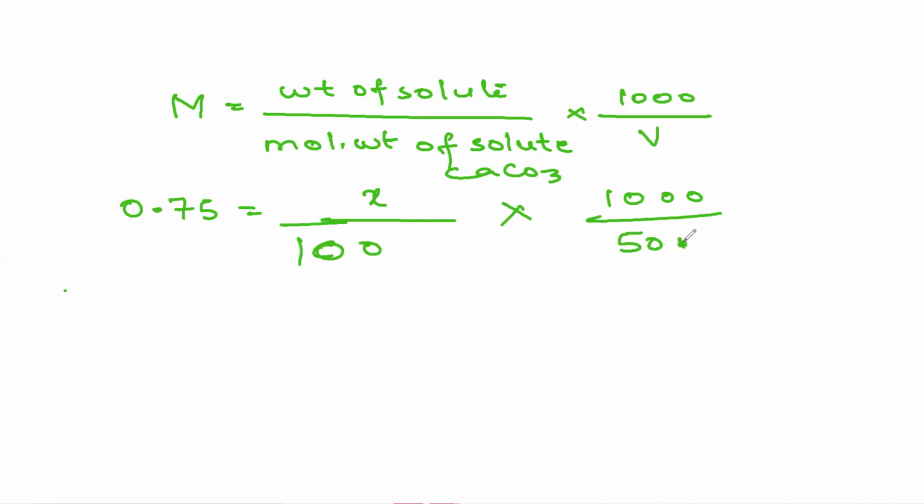By this we can write X is equal to 0.75 into 50 by 200. Here 50, how many times will it go? 20 times. So X is equal to 0.75 into 2 into 100.